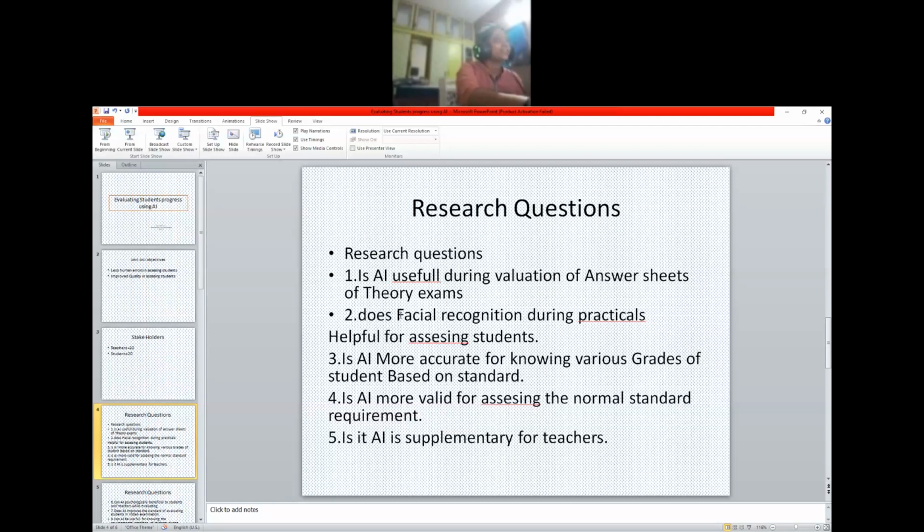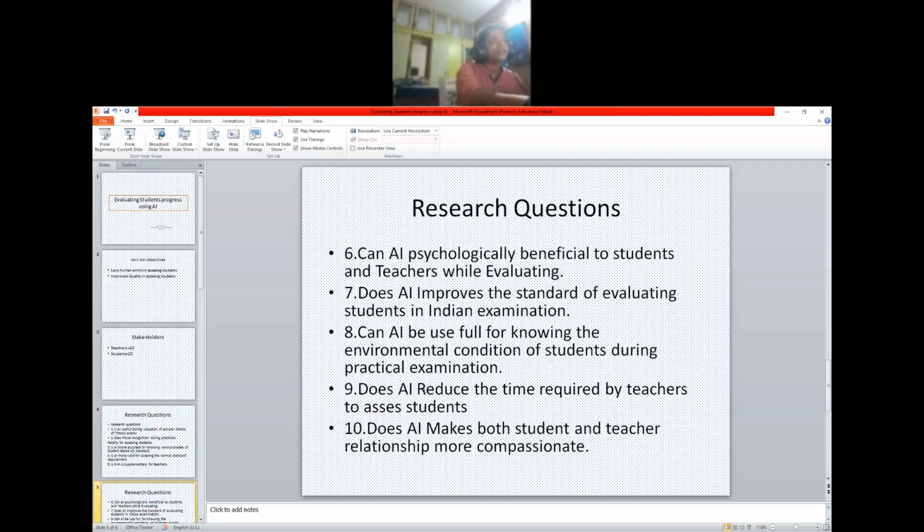I just mentioned different. And is it more accurate for knowing the various grades of the students based on a particular standard? And is AI more valid for assessing the normal standard requirement of a student? And is it supplementary for teachers who are assessing the students? And can this be psychologically beneficial to students as well as teachers when you are evaluating? And does this improve the standards of evaluating the students in Indian examinations?